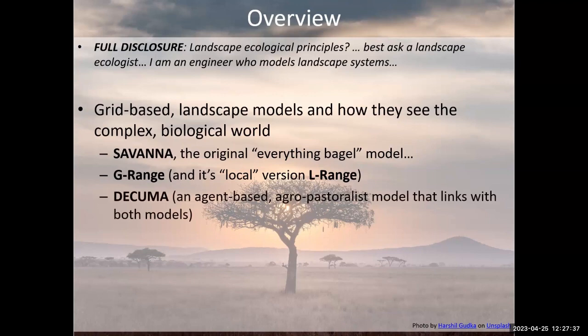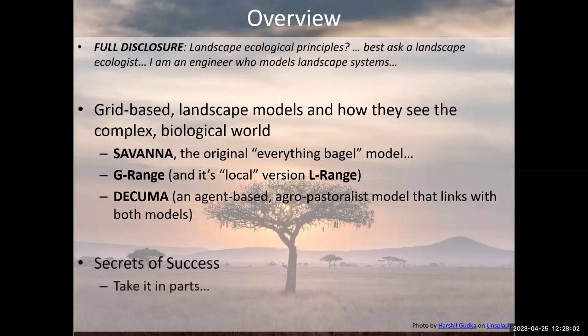Also, Randy Boone didn't stop there. At Colorado State, he made the DECUMA model, which is an agent-based agro-pastoralist model that can link with either G-range or SAVANNA. So it's an excellent model if you want to put humans into a landscape. I'm going to talk about a little of each of these models, but if you want to know more, I'm happy to talk to you offline at your convenience.